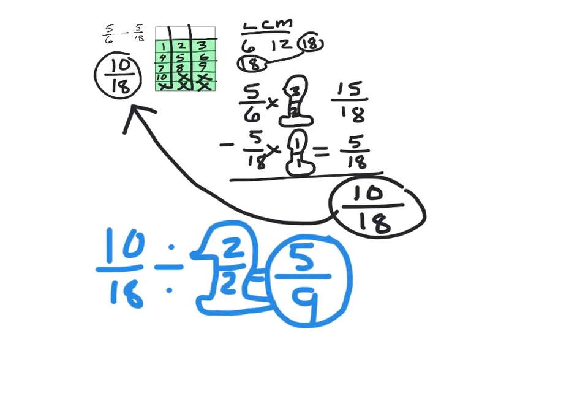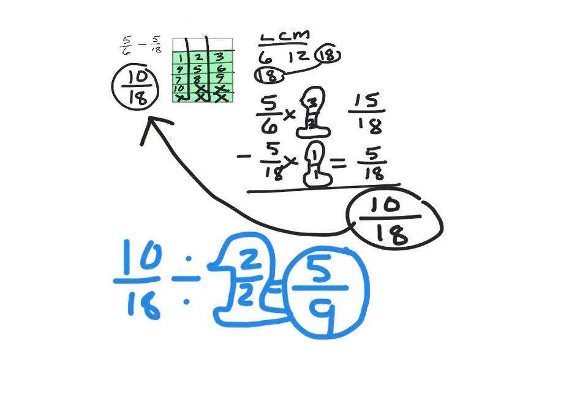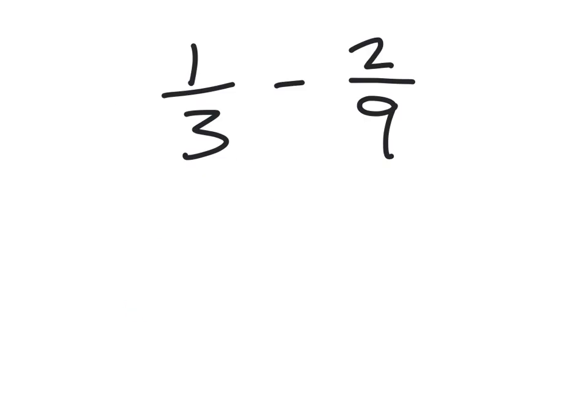Hey, if you made a mistake anywhere along the way, no worries at all. Pause the video, fix your mistake. That is the fastest way to learn. And now, let's move on to our fourth and final problem of this video. And here we go, 1/3 minus 2/9.